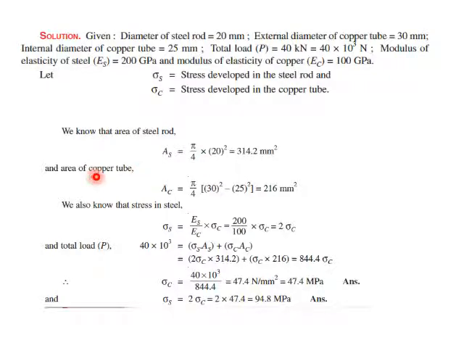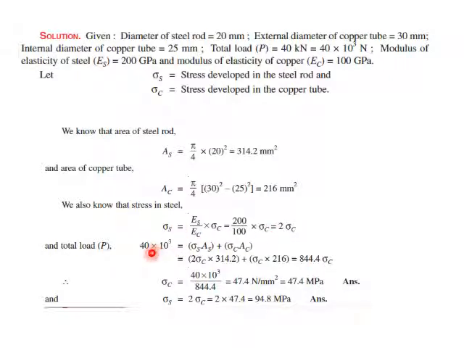Similarly, area for copper tube, as I have already said, this is a hollow copper tube which is already mentioned in the question. So I have taken pi by 4 into external diameter square minus internal diameter square, 30 square minus 25 square. So you will get it as 216 mm square. And as we have solved in previous case, use this compatibility condition and get an equation in terms of sigma s is equal to something of sigma c. So I got sigma s is equal to 2 into sigma c.